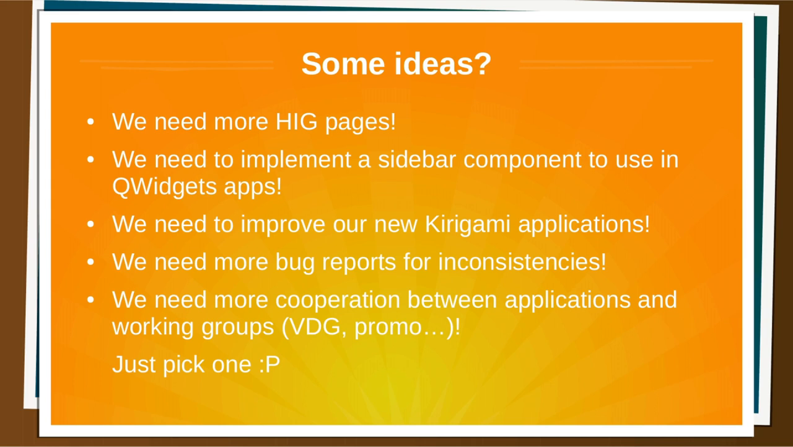We need to improve our new Kirigami applications. You can try them out, report bugs, and so on. We need more bug reports for inconsistencies. So you should try many KDE applications and see what's inconsistent throughout them. And we also need more cooperation between applications and the working groups. I'm not only talking about VDG, but often also the promo group. So you can just pick one and get started. You can write to me personally. I have free time usually. And this is pretty much it.